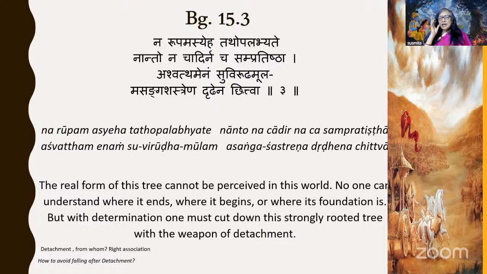And Krishna says, how can we move from the material world to the spiritual world? We have to use asanga shastra. Asanga means detachment. Shastra is weapon. By what weapon? By the weapon of detachment. And how? Dridhena. Dridhena means with full determination. Chhittva means to cut. So if we want to move to the spiritual world, we have to actually cut this material tree by the weapon of detachment.